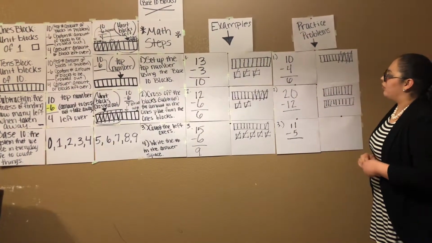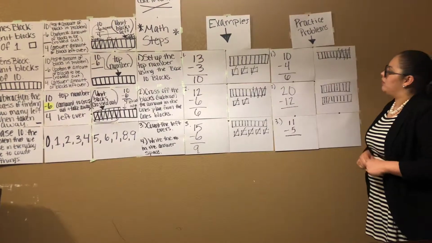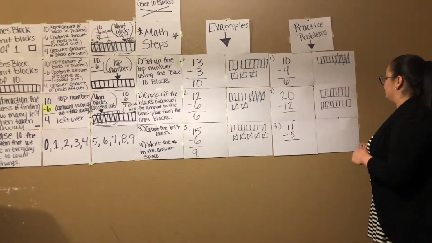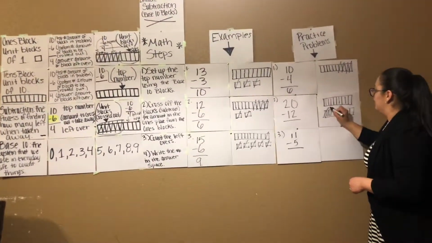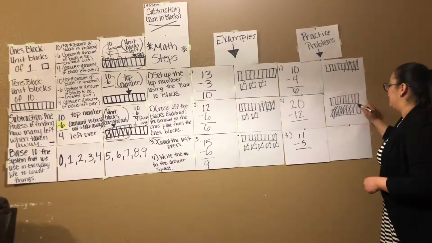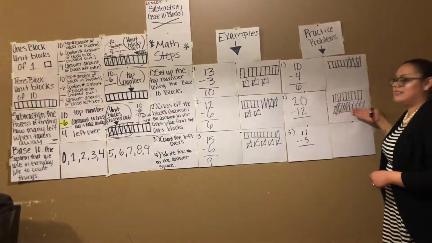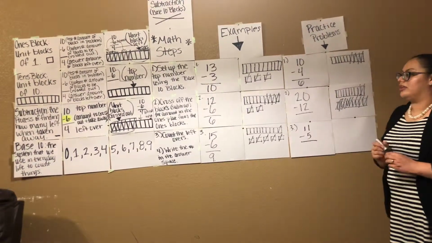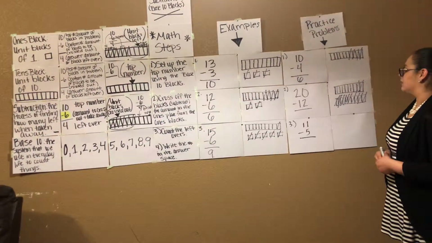We're going to cross off the blocks, subtract the amount in the ones place from the ones block, which is crossing out 12. Let's cross out 12, everyone. 1, 2, 3, 4, 5, 6, 7, 8, 9, 10, which is the tens block. Now 11, 12. Now the third step is to count the leftovers.